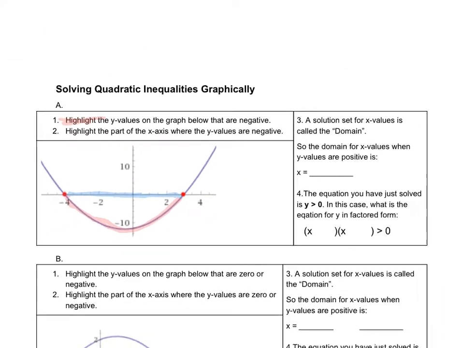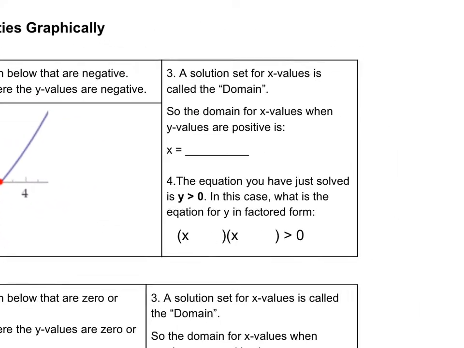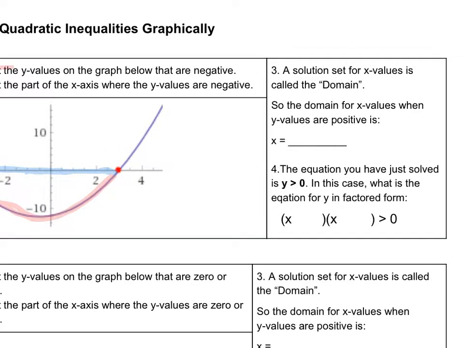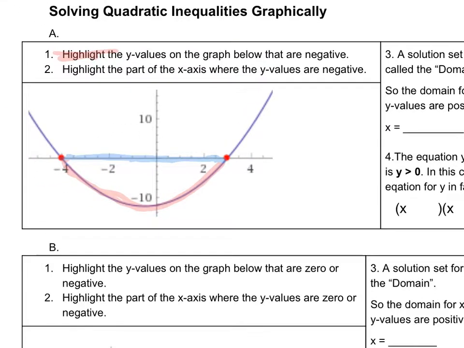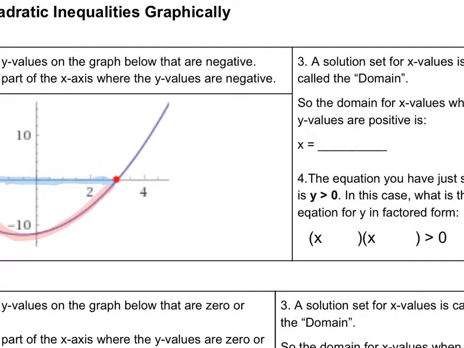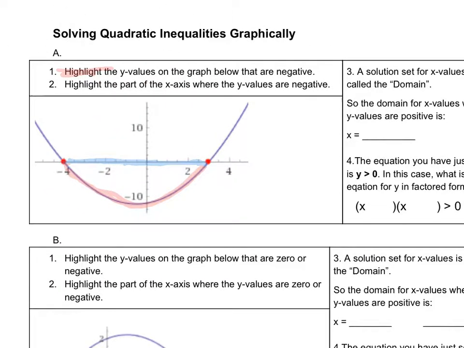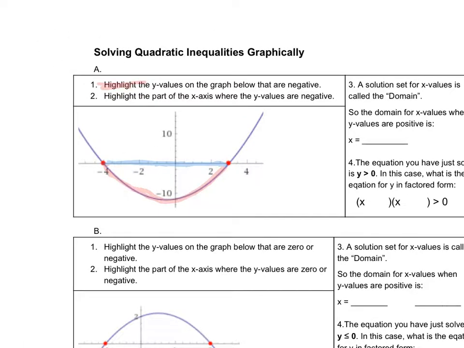Okay, let's take a look at these questions over here. So we've learned that the solution set for x values is called the domain. Okay, it's just a new phrase that we're learning about gradually. So the domain are the set of x values that we're allowed to have in any graph or in a solution to an equation, etc. So if we look at this, then the domain is the set of x values we're allowed to have.